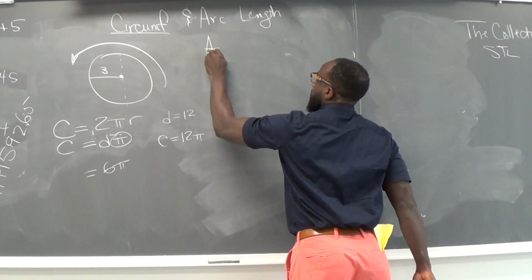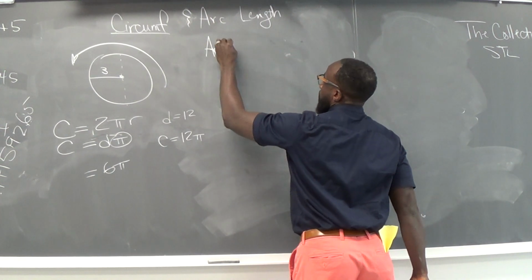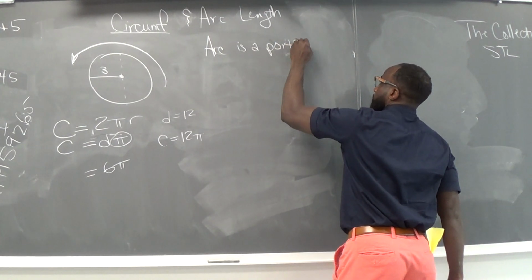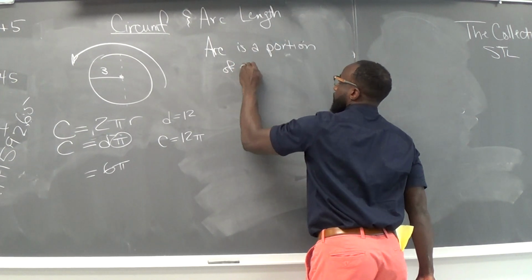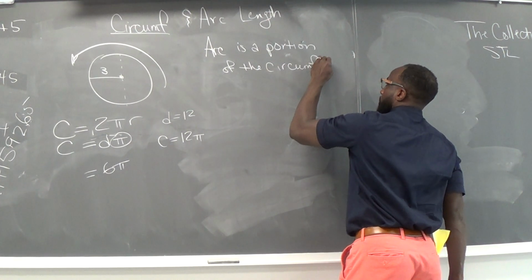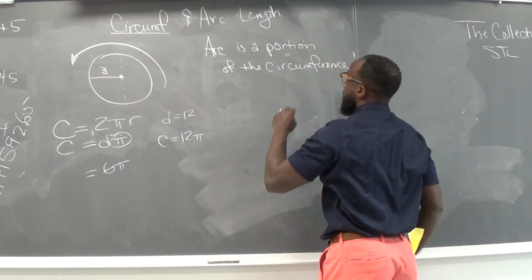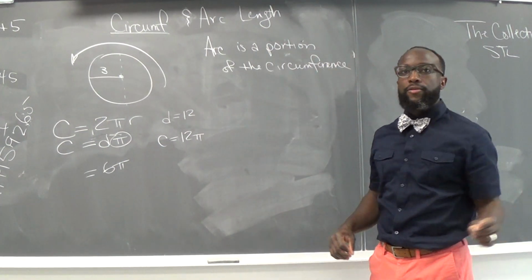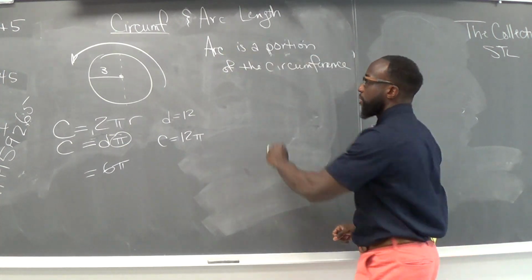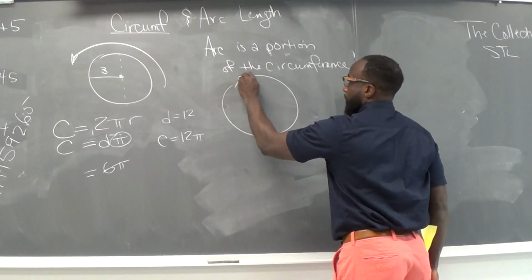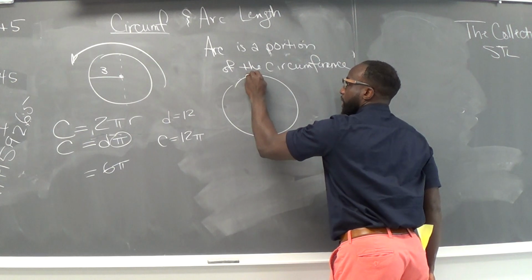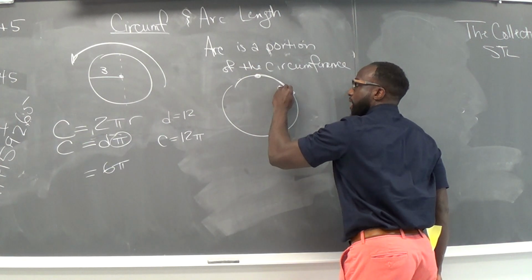Alright? The arc is a portion of the circumference. I won't spell circumference, don't worry about the correct spelling of it. So the arc length is a portion of the circumference. Circumference is all of this, the measure of this. The arc length would be from maybe here to here.